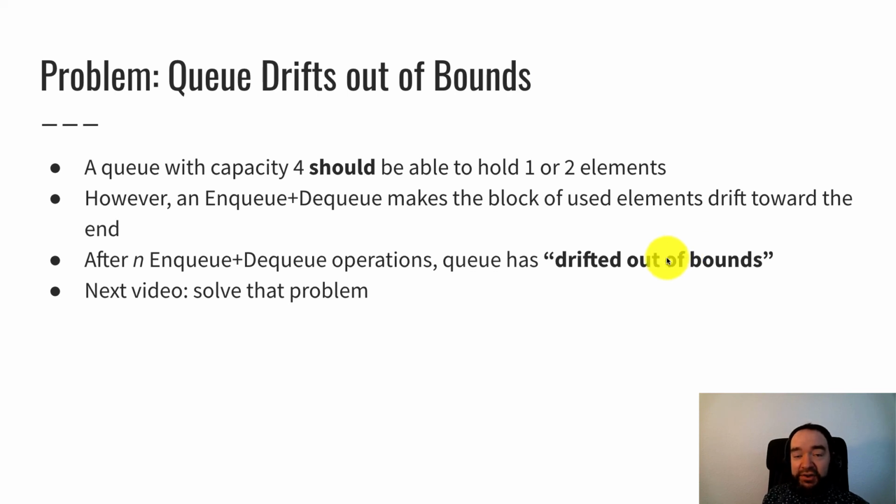So the next video is going to solve that problem. We're going to see how we can solve this problem so that if you keep alternating NQ and DQ, the queue continues to work, it doesn't drift out of bounds like that.